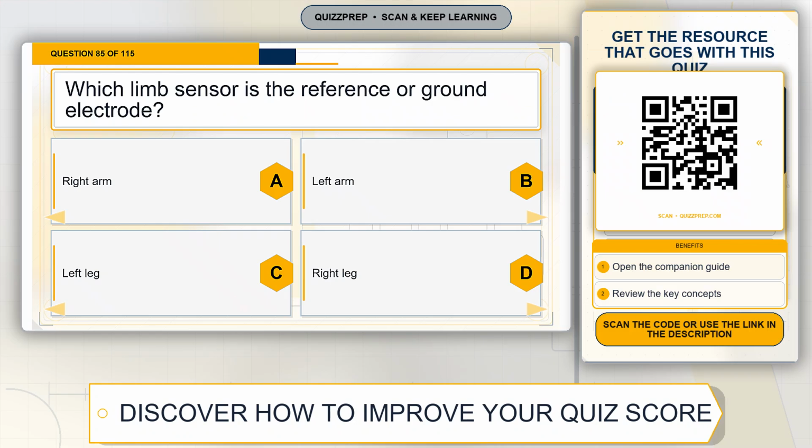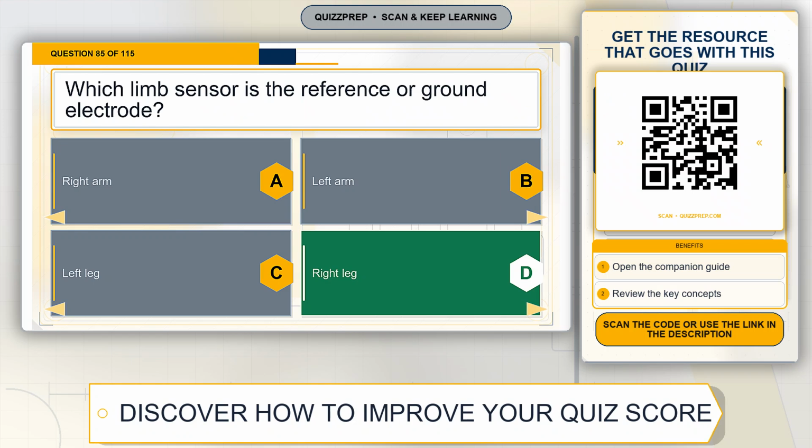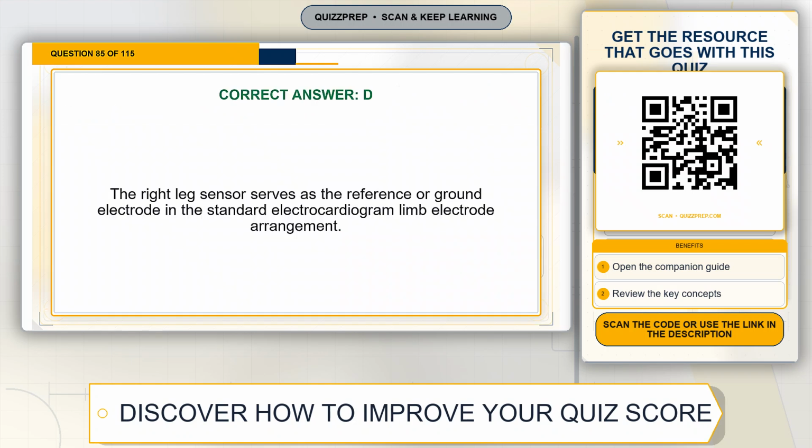Question 85. Which limb sensor is the reference or ground electrode? Option A, right arm. Option B, left arm. Option C, left leg. Option D, right leg. The correct answer is option D, right leg. Explanation. The right leg sensor serves as the reference or ground electrode in the standard electrocardiogram limb electrode arrangement.